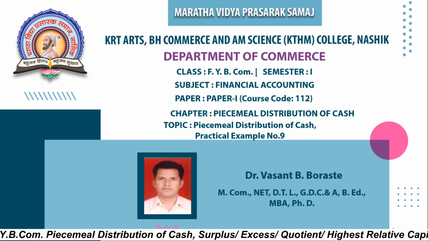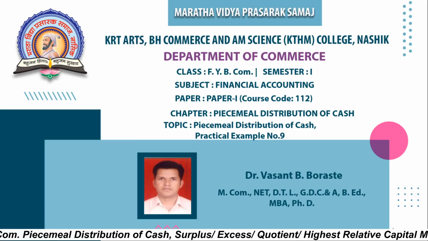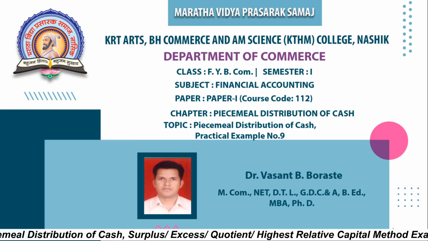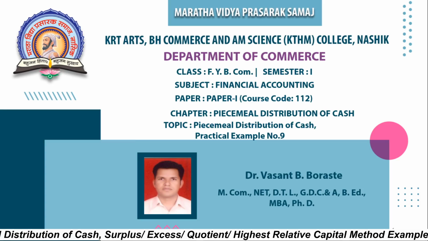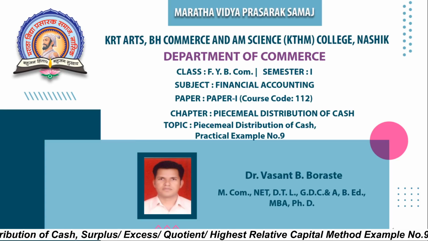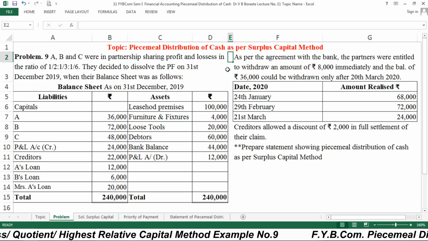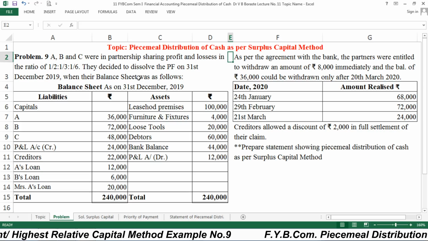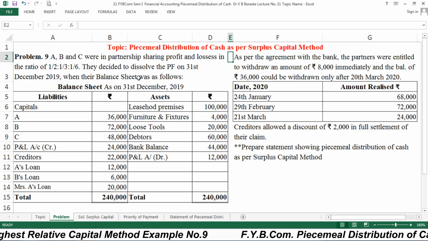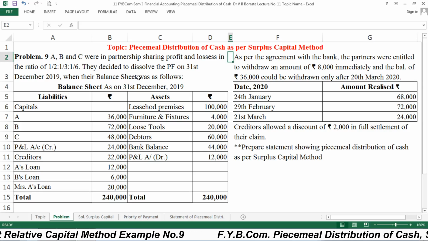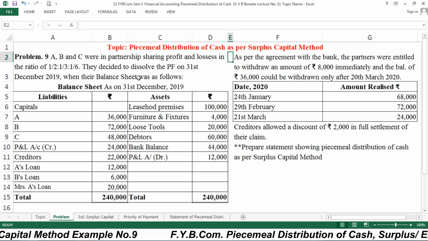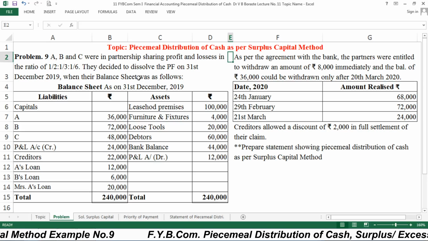Further, one more thing we will see, that is, if the ratio is given in fraction, how it will be adjusted in the solution. So let us start with the example of piecemeal distribution of cash. Here is example number 9 of piecemeal distribution of cash under the surplus capital method. You can see the example here. You can take a screenshot of this example, or you may write it down in your notebook or on notepad. So let us start with the example.